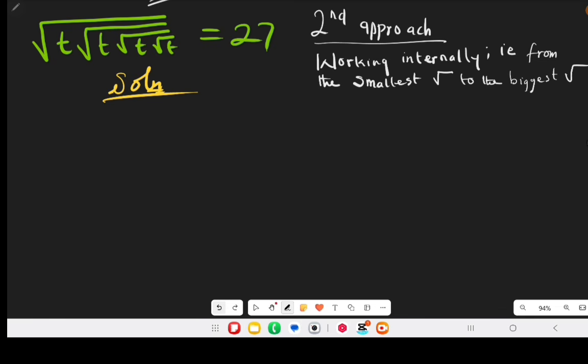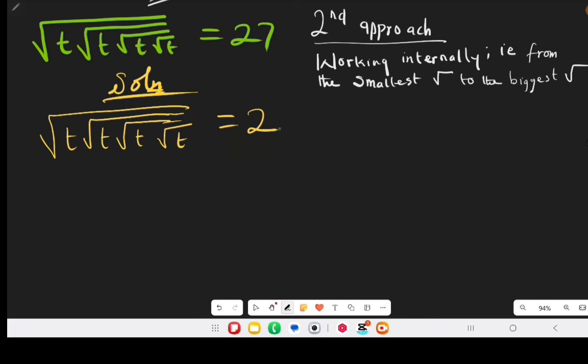So if we solve from the smallest root to the biggest root, we are going to have root of t, root of t, root of t, root of t equals 27. We apply the law of indices. We state that whenever we have root of a, it is the same thing as a raised to the power of 1 over 2. We apply this law here.